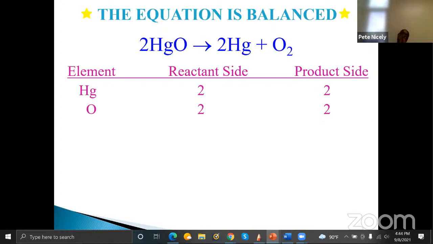Okay, so are there any questions about this particular example? Any questions?